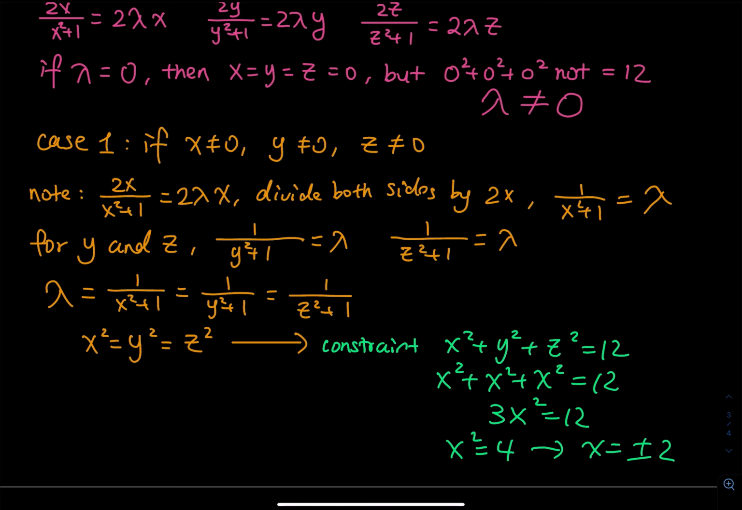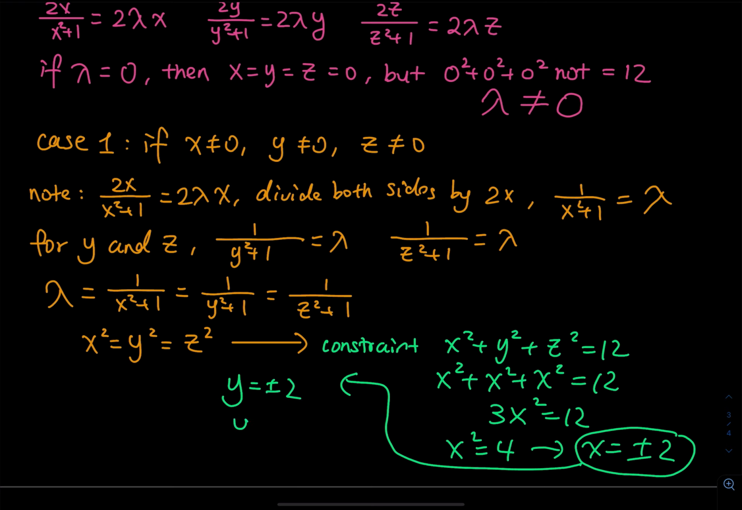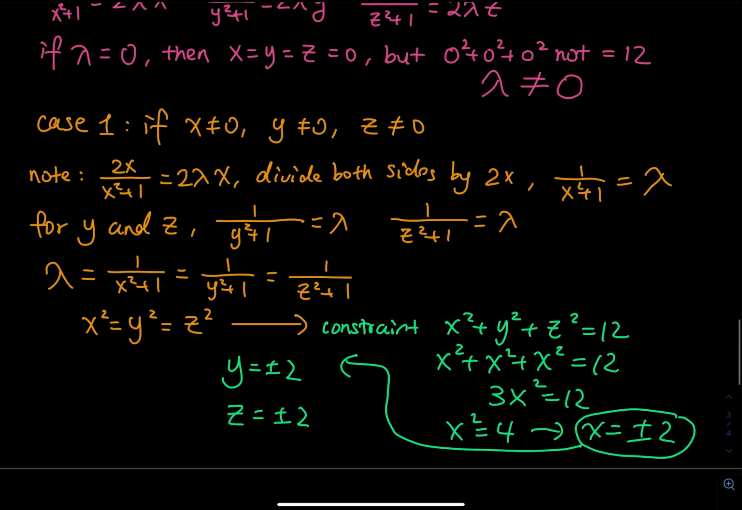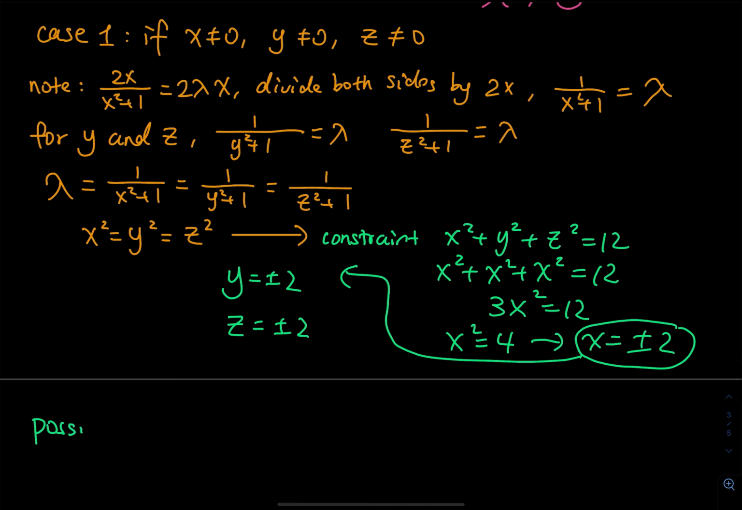Since x, y, z are all equal, I can just bring this back. I'm going to circle this and bring this back. So y can be plus or minus 2, and z can be plus or minus 2. And then there are a few possible points. I highly recommend you write it in this form: the x coordinate, the y coordinate, and the z coordinate. There is no need to break this down to positive and negative. So this is a plus, this can be 2, negative 2, negative 2, negative 2, negative 2, negative 2. Two values for x, 2 values for y, and 2 values for z.